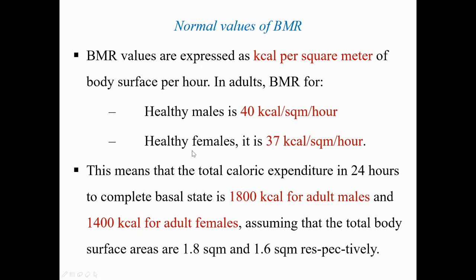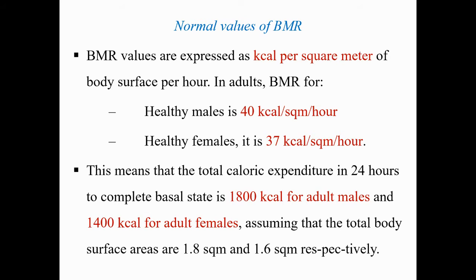Healthy males will be having 40 kilocalories per square meter per hour. BMR values are expressed as kilocalories per square meter of body surface per hour in adults. In adults, a BMR for a healthy male will be about 40 kilocalories per square meter per hour. For healthy females it will be about 37 kilocalories per square meter per hour. These are the two most important things they will be asking in the MCQs.